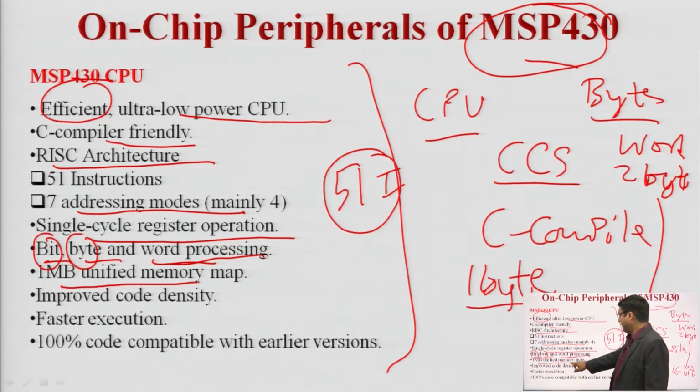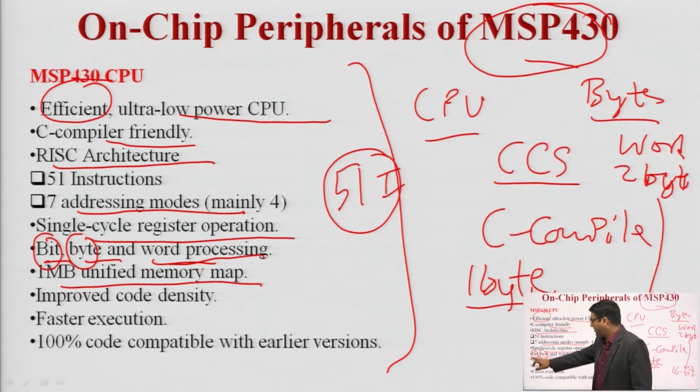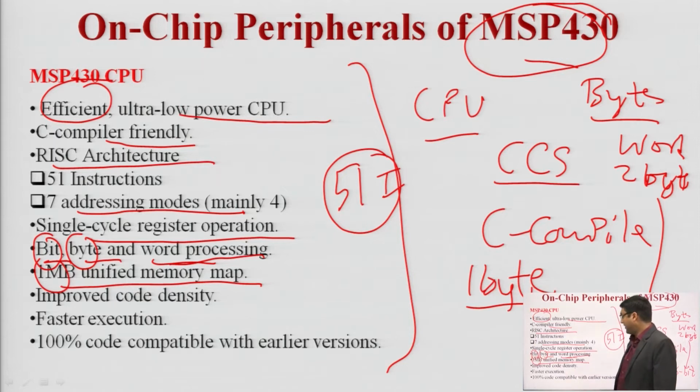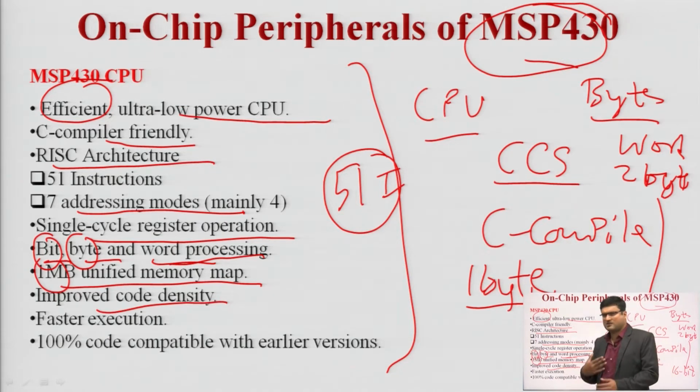It has a unified memory map, that is a range of 1 megabyte. It has a unified memory system available in MSP 430. Okay, it has improved code density. So basically, its efficiency is high, and the coding and the instructions we use are much more improved as compared to other systems. So basically, it has improved code density.